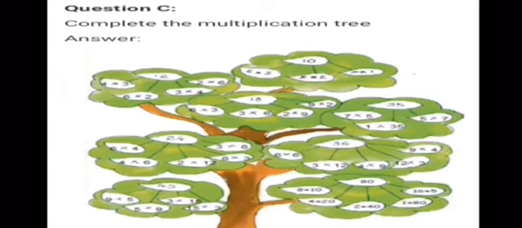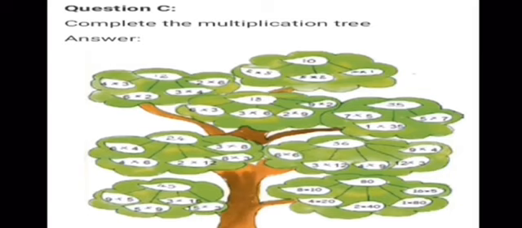Now for 18, 6 3s are 18 and 3 6s are 18. 2 9s are 18 and 9 2s are 18. For 35, 7 5s are 35, 5 7s are 35 and 1 multiplied by 35 is 35. 24, 6 4s are 24, 4 6s are 24. 2 into 12 is 24, 8 3s are 24 and 3 8s are 24. So the answer we are getting is 24.